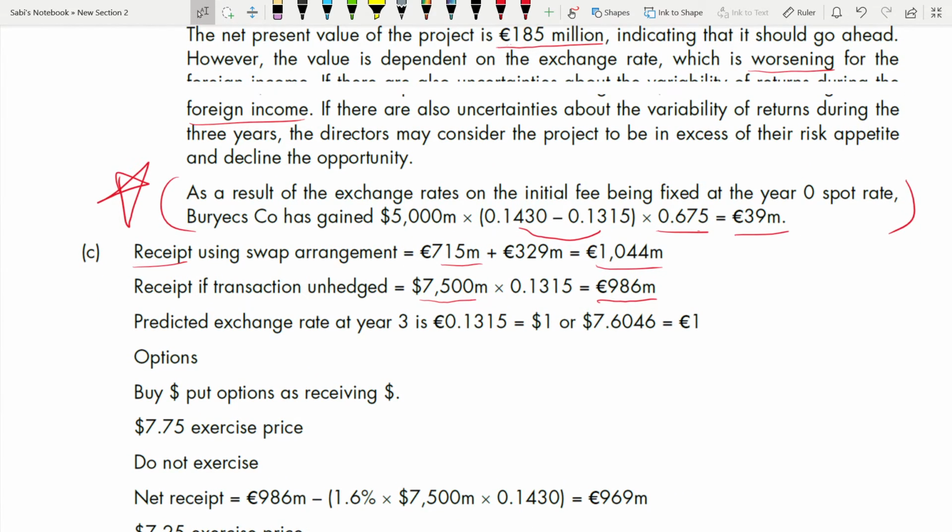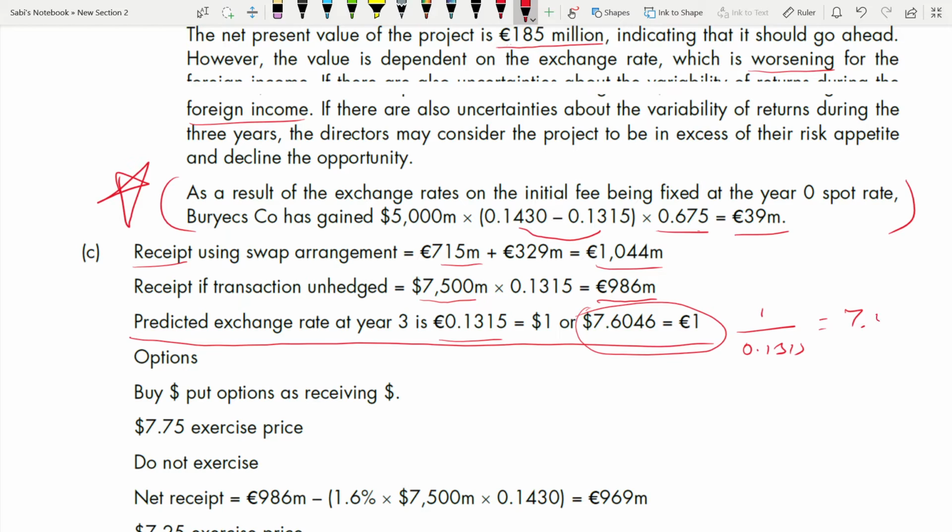Now this line, right? Predicted exchange rate at year 3: 0.1315 or 7.6446. How did they get this? This is given, you have calculated it. How did they get this? This is nothing but just the reciprocal of this. 1 divided by 0.1315, you will get 7.6446.